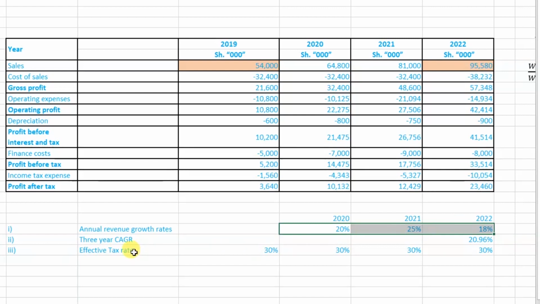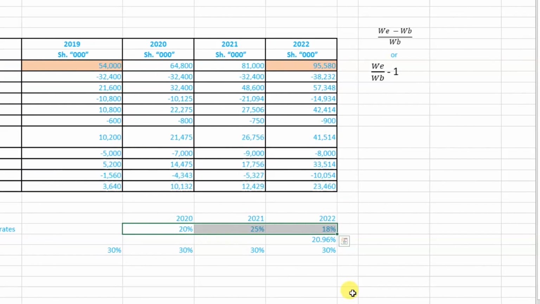How we compute the annual revenue growth rates, we have the formula on the right of our screen here. Value at the end minus value at the beginning, divided by value at the beginning. Or short form, value at the end divided by value at the beginning, minus 1.